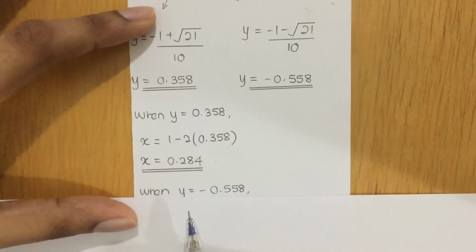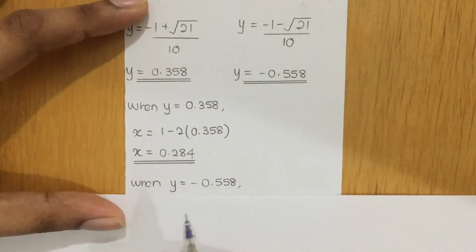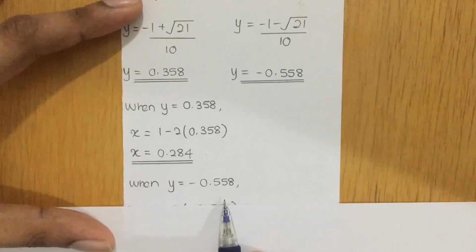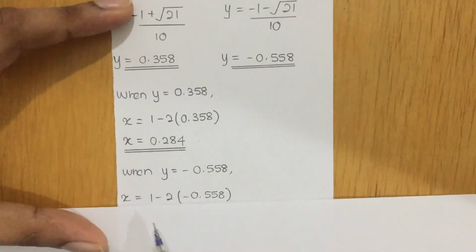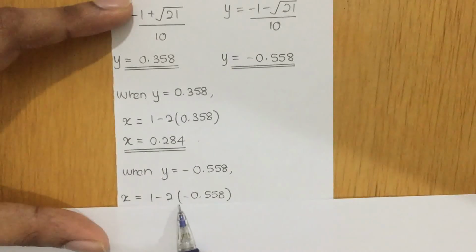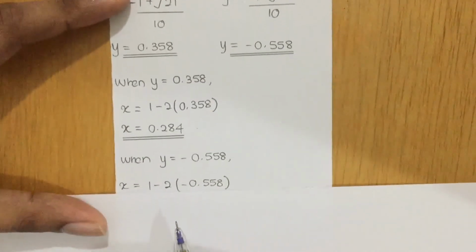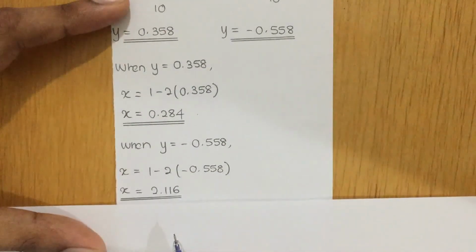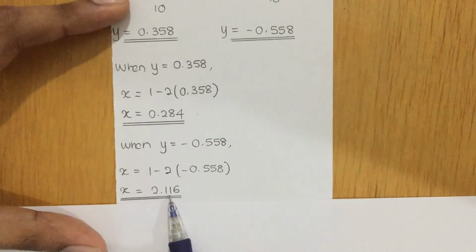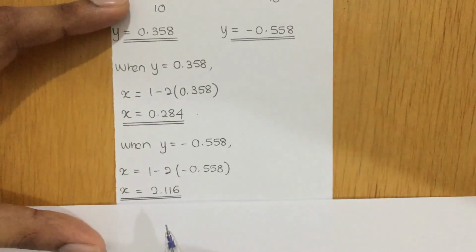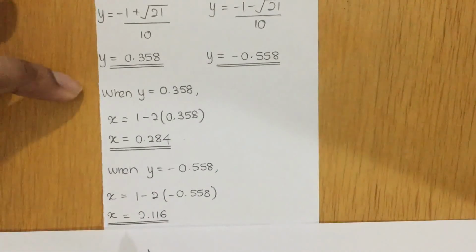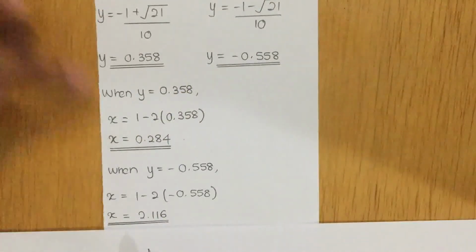When y is equal to negative 0.558, from here, x is equal to 1 minus 2 times negative 0.558. Okay, you calculate this, you should get x is equal to 2.116. So this is your final answer, guys. These are the respective y values and their corresponding x values.